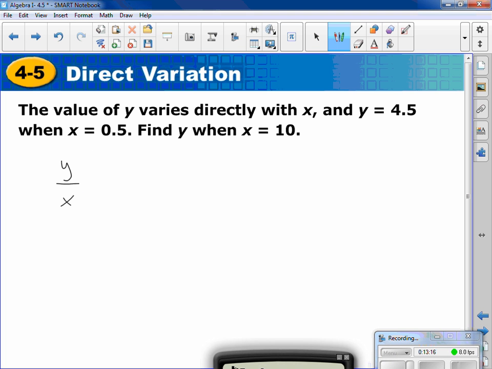y over x. Doesn't matter if I go y over x or x over y, but I'm writing it off to the side so I know myself how to set it up. And what they tell me, how do I set it up? How do I set up the left side of the proportion? 4.5 over 0.5. What about the second part? y over 10. I'm missing my y, so I put a y. If I was missing my x, the x goes down here. I cross multiply. 0.5y equals 45.